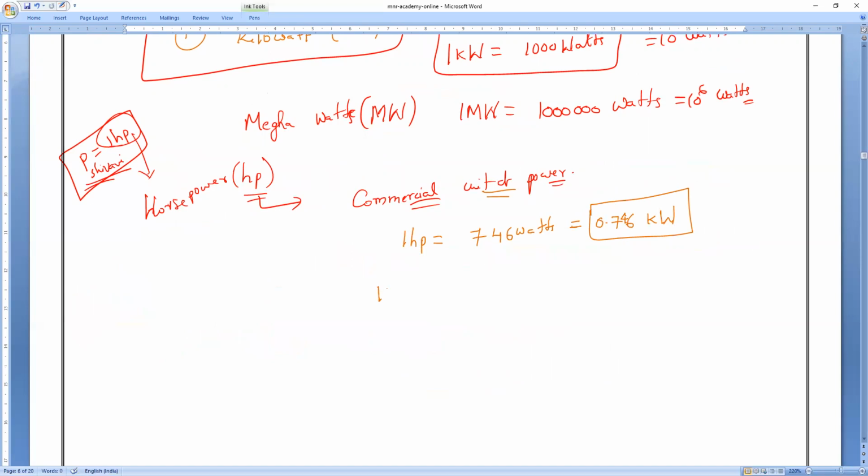Then 1 kilowatt is equal to 1 by 0.746 HP. If you solve this division, you will get 1.34 HP. So 1 kilowatt is equal to how many HPs? 1.34 HPs. Nobody will answer. So please learn it, it is very, very important.